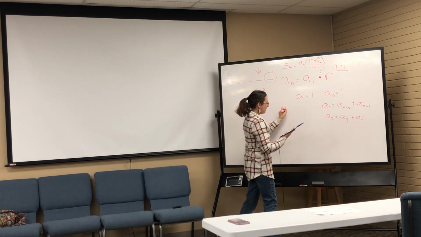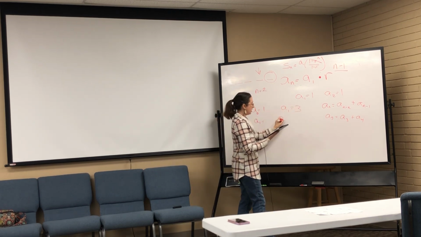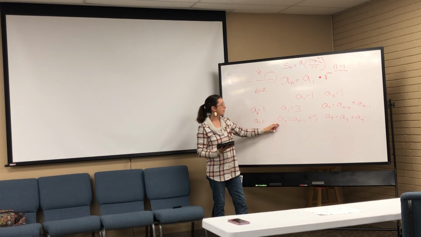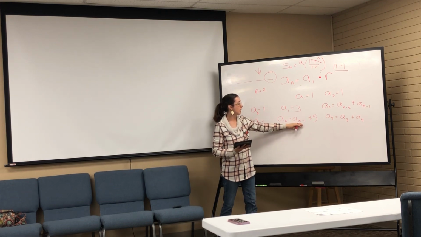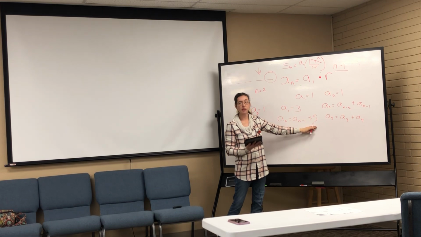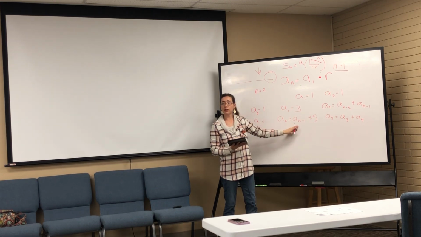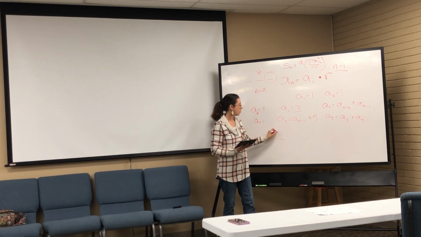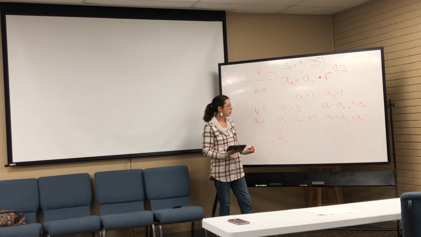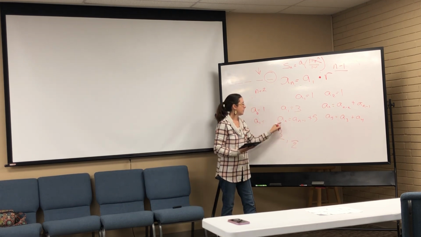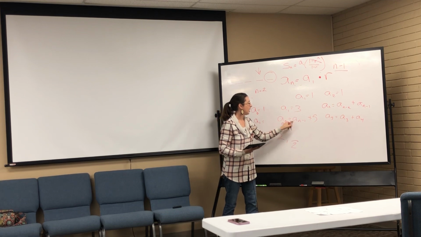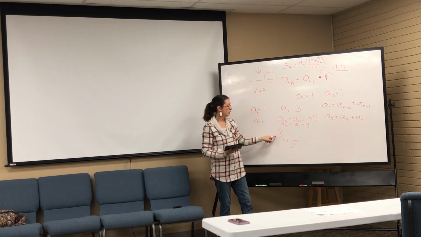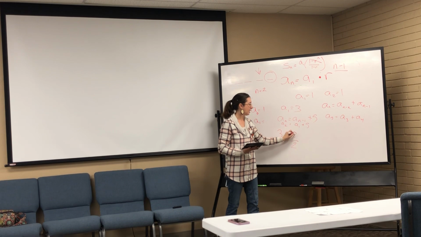So if we were given a sub 1 equals 3, and my relationship is a sub n is equal to the number before it plus 5, this looks like an arithmetic sequence, right? I'm taking the number before it and I'm just adding 5 to it. So what would be the first 4 terms? We know the first term is 3. The second term would be a sub n minus 1, my first term, plus 5. My first term was 3. 3 plus 5 is 8.